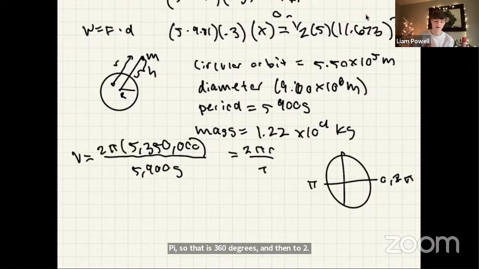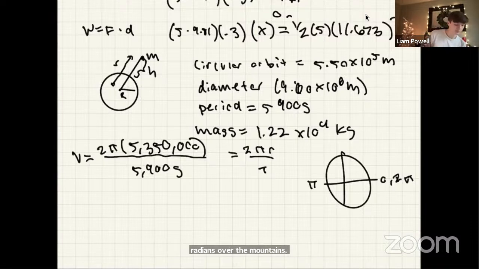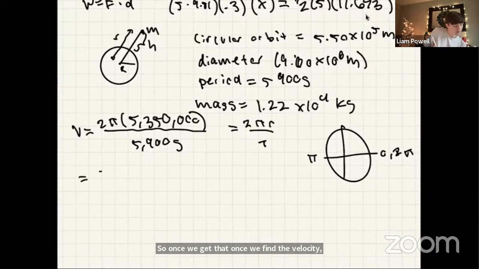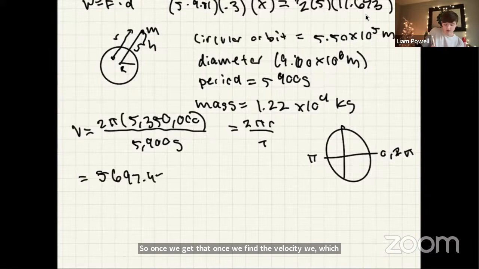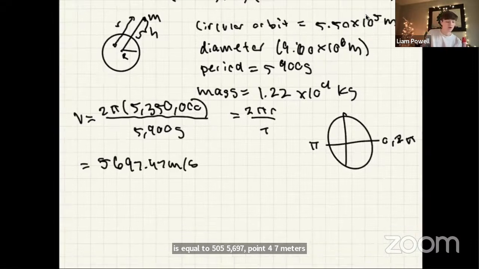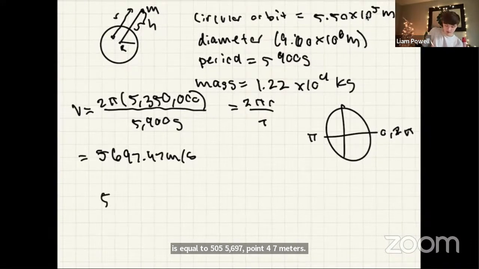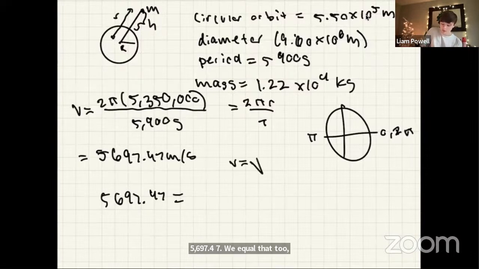So that's really finding the distance it travels in radians over the amount of seconds. Once we find the velocity, which is equal to 5,697.47 meters a second, we equal that to the formula, which is the square root of G times the mass of the planet we're looking for over r.